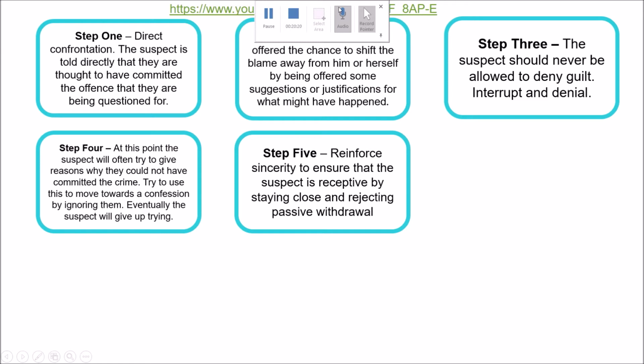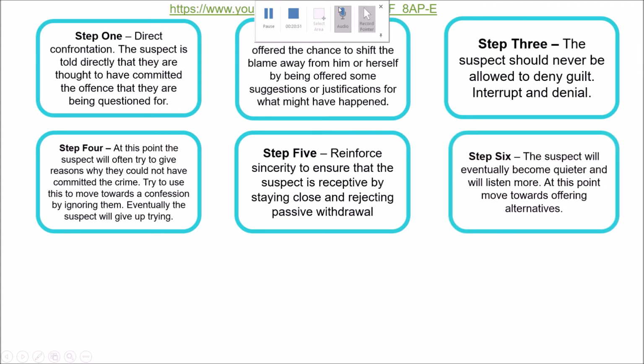Next, if they start to be a bit passive and just not answer questions, things like that, even though we're not really interested necessarily in their responses, so if they stop engaging basically, then we reinforce how sincere we are. So we put the pressure back on to make sure that they are engaged and receptive to the interview.